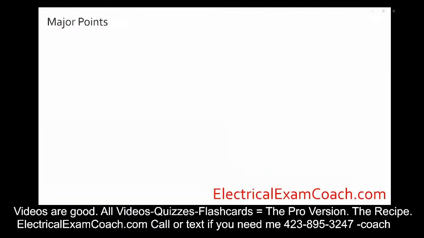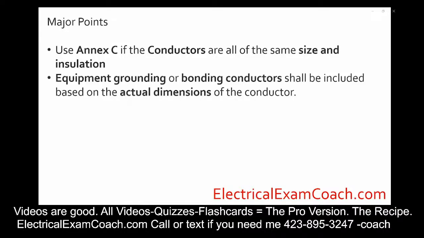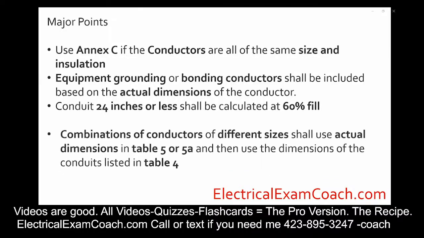Before we jump into the practice questions, let's go ahead and hit the major points. We're going to use Annex C when all of the conductors are of the same size and insulation. With dealing with equipment, grounding, and bonding conductors, they shall be included based off the actual dimensions of the conductor. It's not like we did in box fill. If there is a grounding conductor in that pipe, it counts 1 for 1, and all of them count. If you've got 10 of them, they all count. Conduit 24 inches or less shall be calculated from the 60% fill column. A combination of conductors of different sizes shall use the actual dimensions from Table 5 or 5A if they're compact conductors, and then we're going to use the dimensions of the conduits listed in Chapter 9, Table 4.